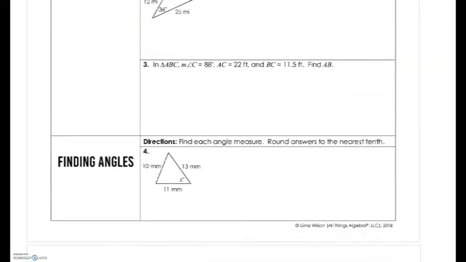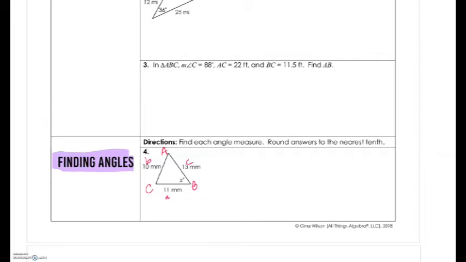Now, when you jump down to the next part, we're finding angles, okay? In this case, notice, look at example number 4. We are given the 3 side lengths, and we're looking for this x degrees. Again, it does say round answers to the nearest tenth. So let's go ahead and look at number 4. And again, I'm going to label my triangle. I'll start at the top this time, A, B, C, which means my little sides, this is A, this is B, and this is C. And I can write it down.